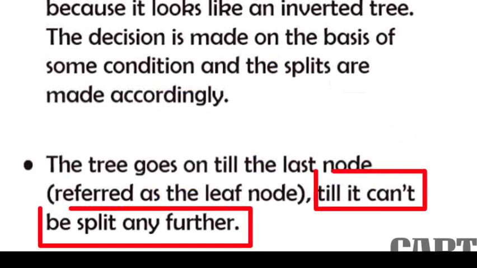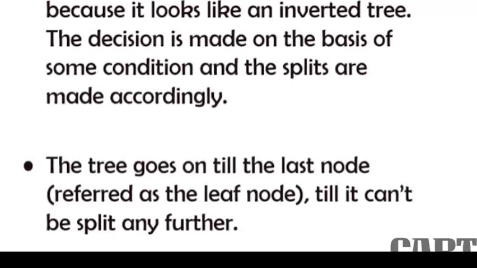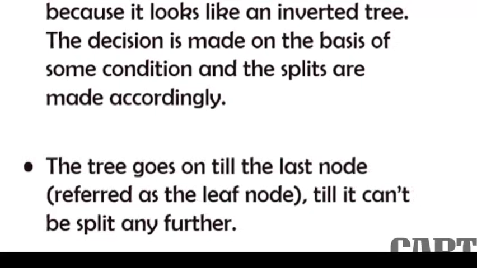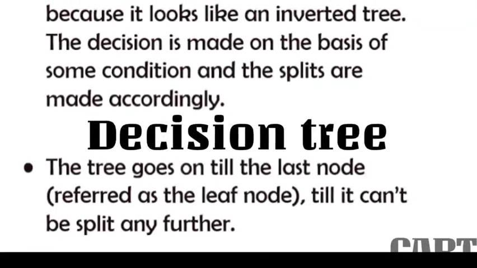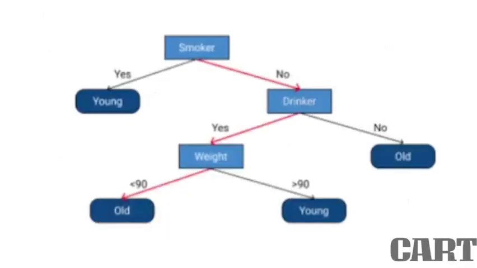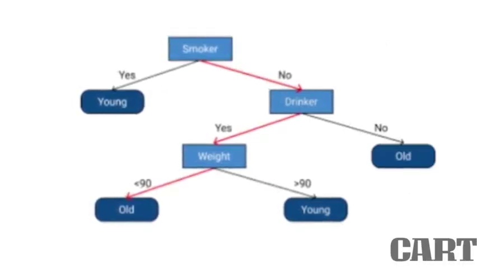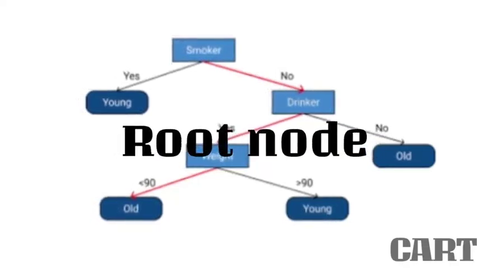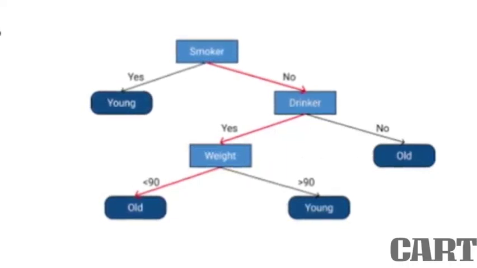The decisions or tests are performed on the basis of the features given in the data set. It is a graphical representation for getting all the possible solutions to a problem or decision based on the given conditions. It is called a decision tree because it is similar to a tree. From the top, the topmost node here is smoker, the initial question or conditional statement. The first node is known as the root node, and further down are branches, which construct a tree.